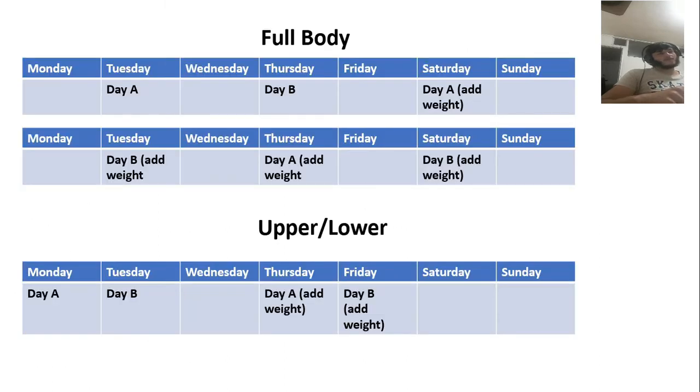Now when it comes to how you program it, again, you want to give yourself time to recover between sessions, so 3 times a week or 4 times a week is plenty. In the case of a full body, you can just do, for example, Tuesday day A and Thursday day B, then on Saturday you do day A again, but you add weight to it, and then on Tuesday you do the day B, but you add weight to it, and so on and so on. Same thing for the upper lower.